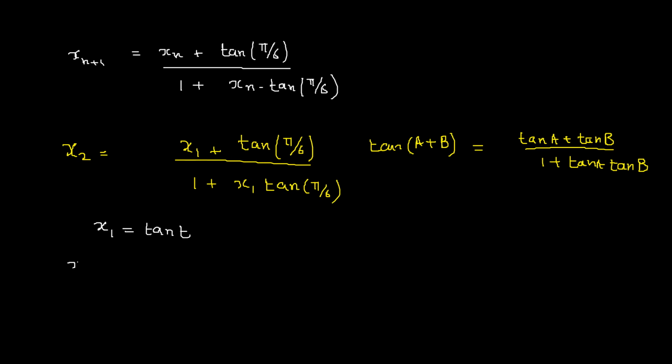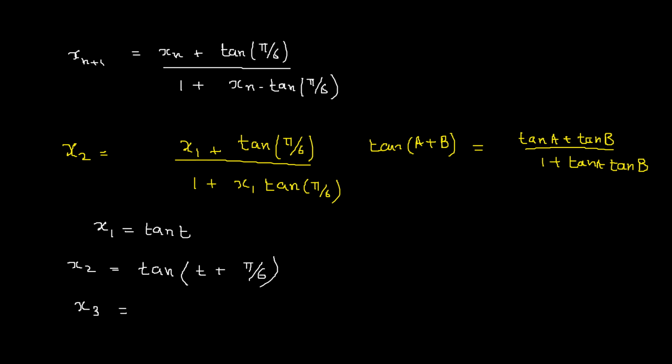So from here we get what? By using this identity, that will be equal to tangent of t plus pi by 6. I hope you have no confusion in it. So now what about x3?